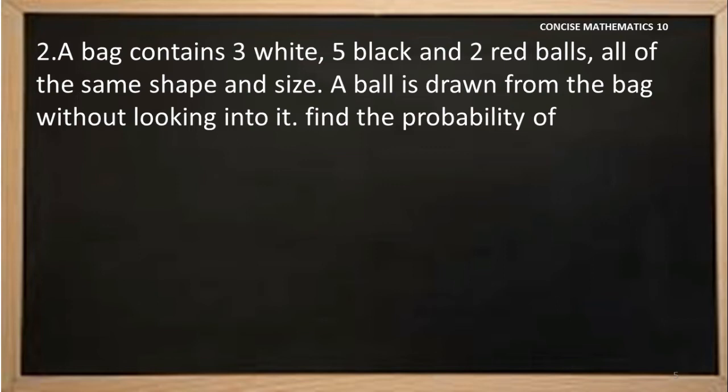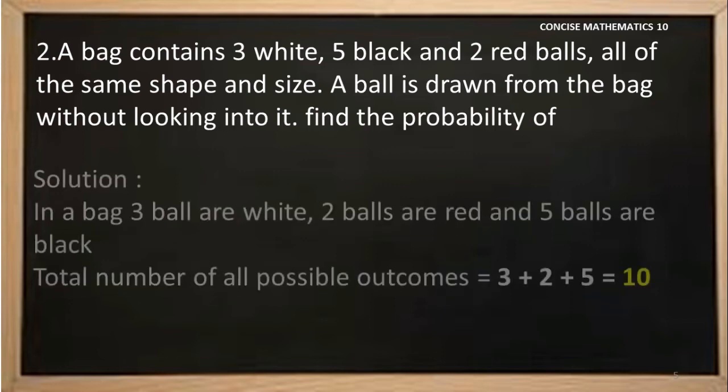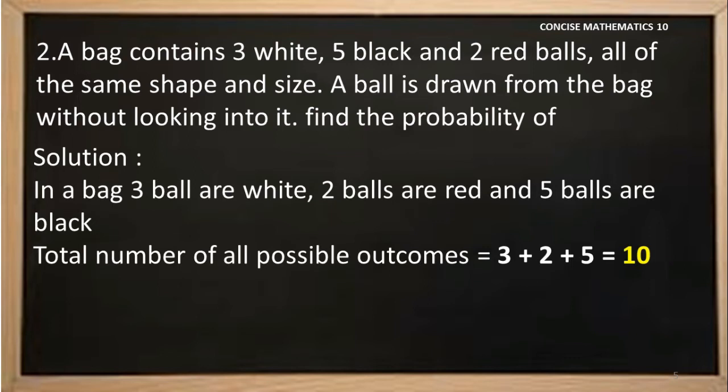So what are all the total possible outcomes? The total possible outcomes will be equal to 3 white balls plus 2 red balls plus 5 black balls. So the total possible outcome is equal to 10. That means you can take out the balls from the bag 10 times. Now let us move on to the condition. I hope you understood this, children.